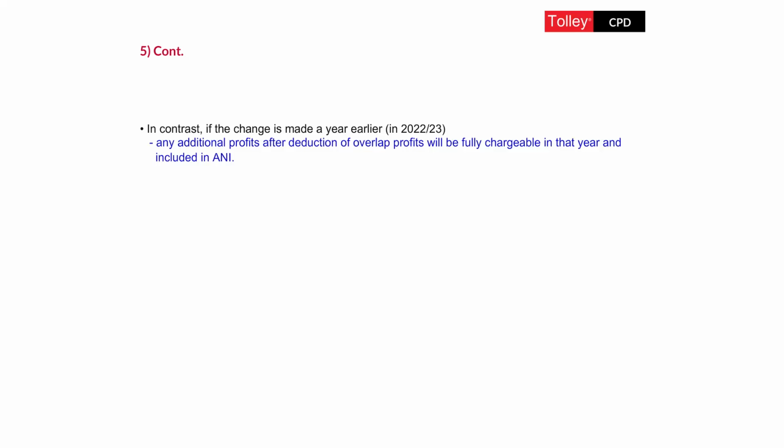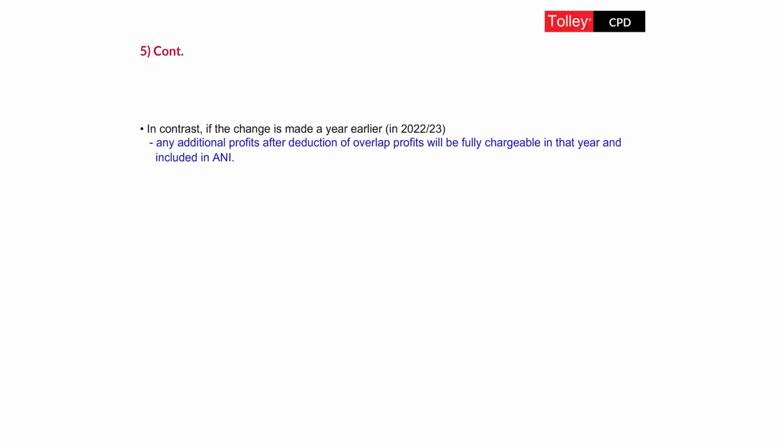Now, that was all if you change your accounting date in the transition year. If you choose to change it in an earlier year, like the current year, then any additional profits after deduction of overlap profits are going to be fully chargeable in that year, and they will also form part of your adjusted net income, so potentially will impact on personal allowance, abatement and high income child benefit charge.